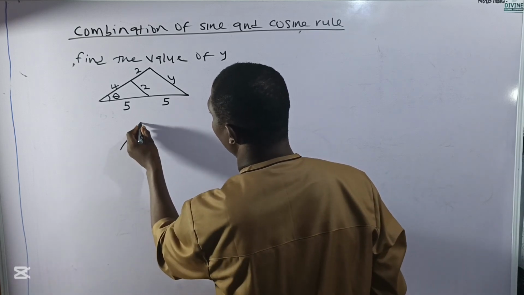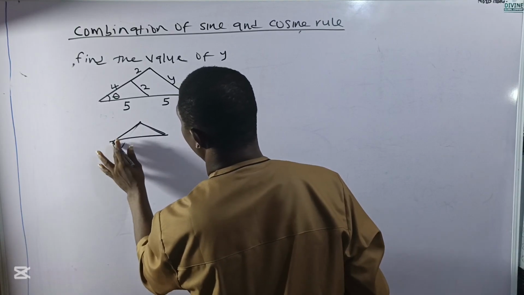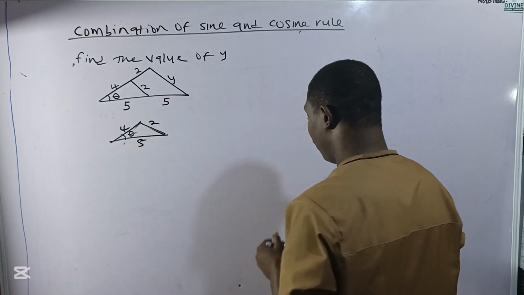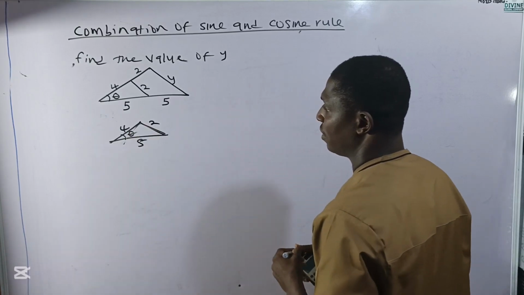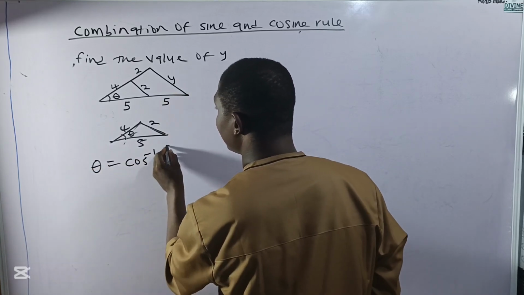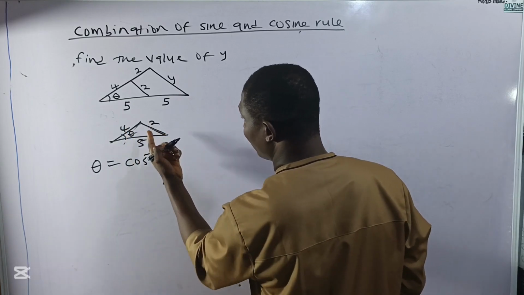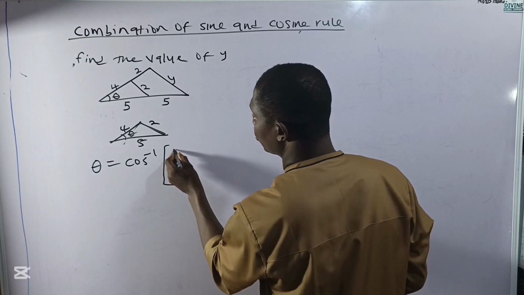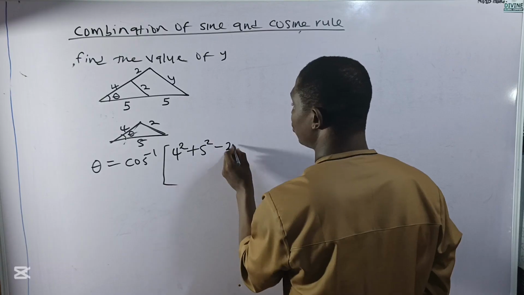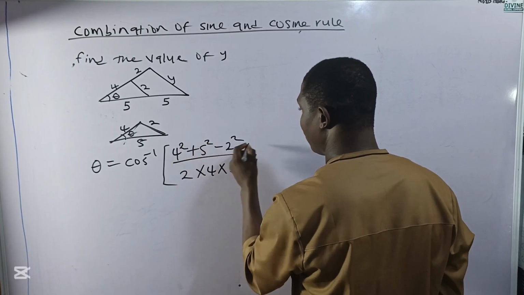So from the smaller triangle, like we can see here, this theta, this 4, this 2, and this 5. From this we can get our value of theta. To get our theta, we have angle theta equal to cos inverse, since 3 sides are known. Now these 2 must be added, the square of it must be added, and you subtract this. So you simply have 4 squared plus 5 squared minus the side facing it, 2 squared, all over 2 times the product of this, 2 times 4 times 5, without the square, remember.